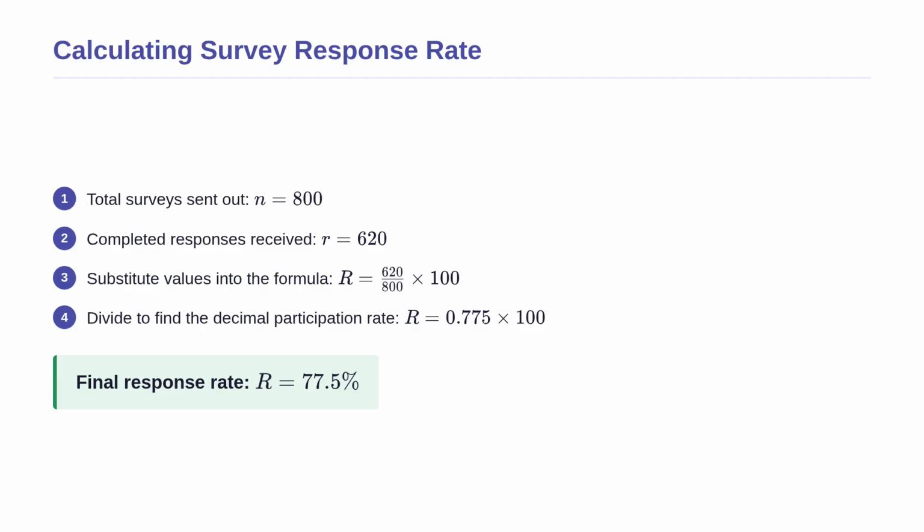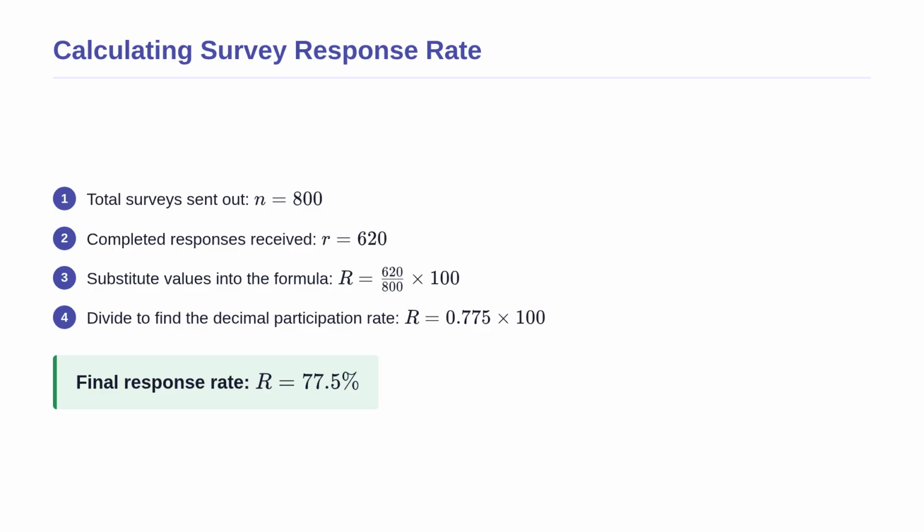Now that we have our formula, let us apply it to a real-world scenario. Suppose you are conducting a research study on the mental health of university students. You email a survey link to a total of 800 students across the campus. After 2 weeks, you see that 620 students have fully completed it. We need to calculate the response rate.